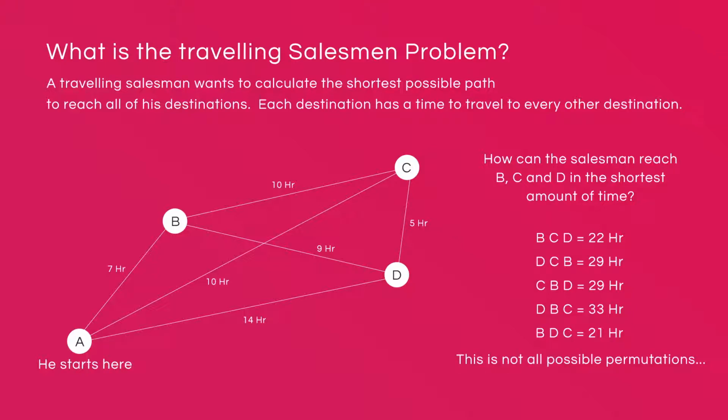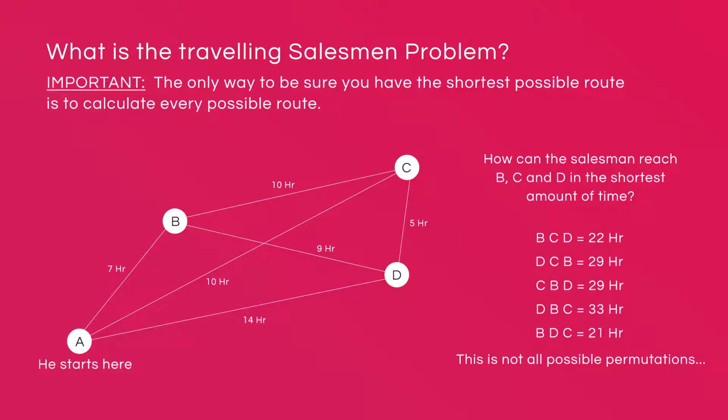And that's not all possible permutations. I left some out, but the point is that the only way to be sure that you have the shortest possible route is to calculate every possible route. There's no magical way to split them in half and then calculate that. Like for sorting algorithms, you could split the pile in half and keep splitting them in half, you could divide and conquer it. You can't do that for the traveling salesman problem.